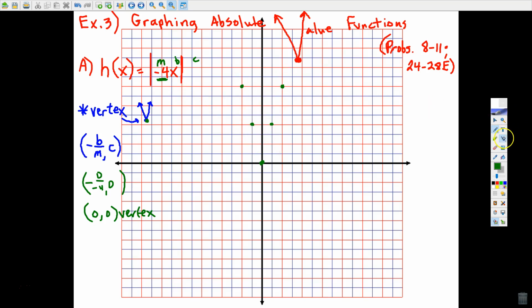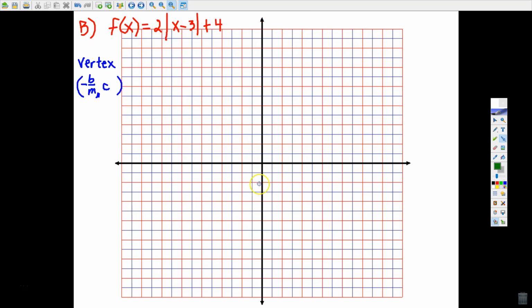So all I do now is grab my ruler and I connect those dots. And there you have it. Find the vertex, use the number in front of x, and it's the slope both as a positive and a negative. Now, this one's a little different, and I'll show you why.